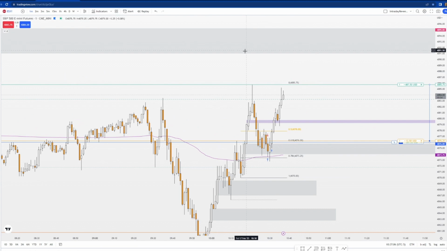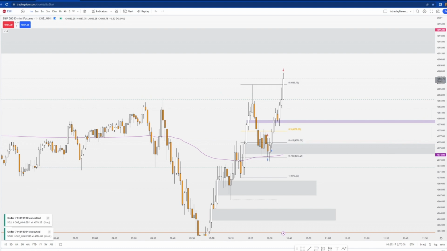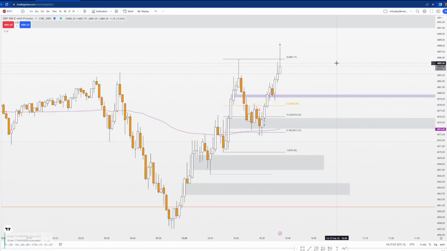Don't see much structure above. I mean, we could get into there. Target filled. Let's go. Whew. Good trade, good trade, good trade.